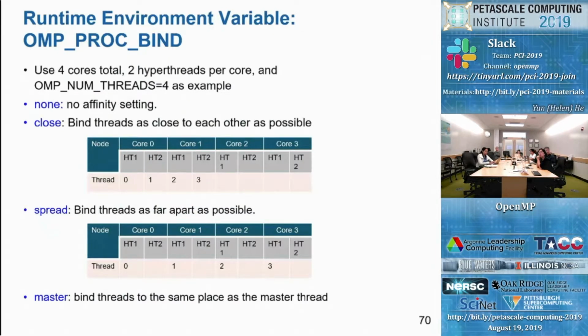But here, if I have 4 cores and each core has 2 hyperthreads, and I bind to close, it means with 4 threads, it'll use 2 threads each on 2 cores. It'll idle the other 2. If I want spread, it means I will use 1 thread per core, which is better balanced and uses more memory. Master means you bind it to the same place. Sometimes a master binds to the whole socket, and then your other threads will bind to the socket as well.